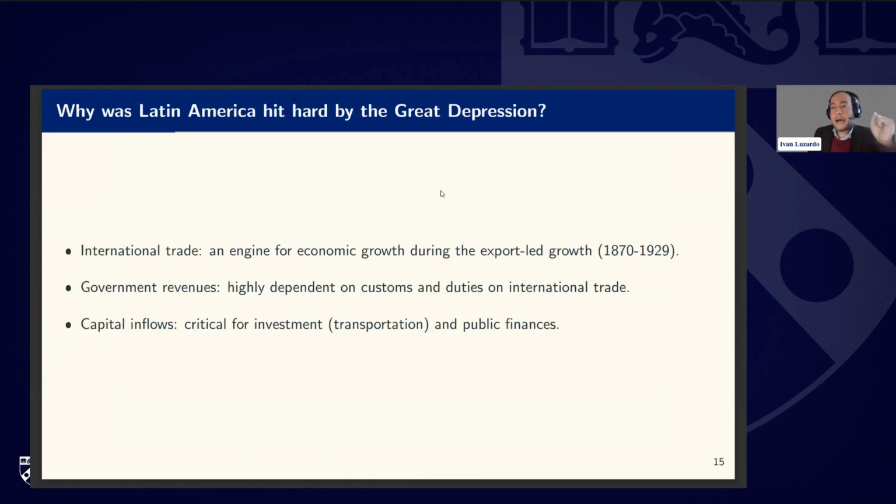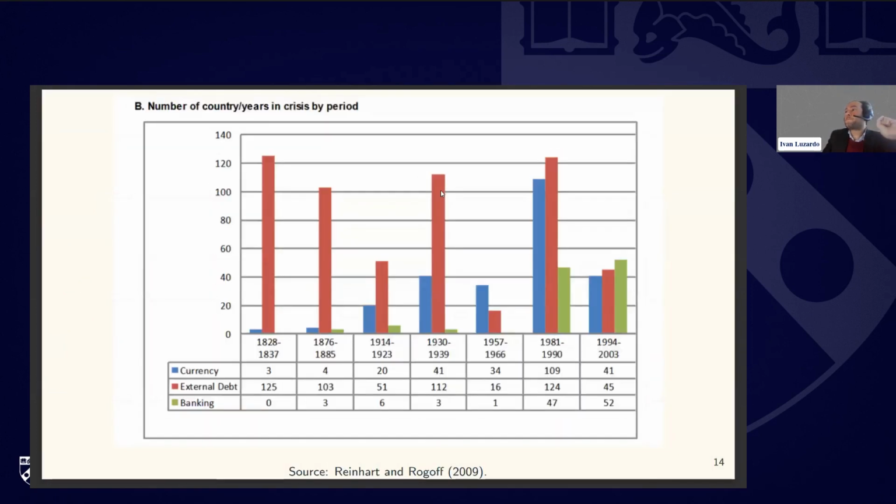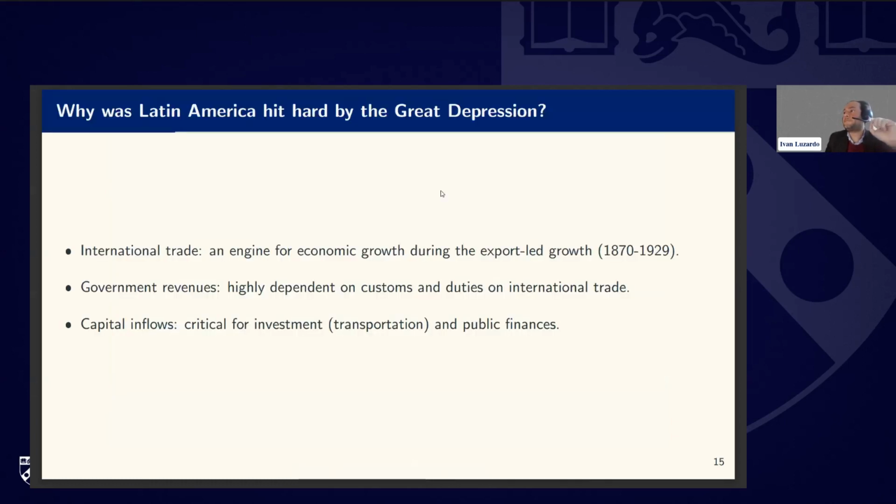So what we have, summarizing the Great Depression in Latin America, is a major external shock, a deterioration in international trade, and also a deterioration in Latin America's financial integration via a major sovereign debt crisis. So the next question that we wanted to answer is, why was Latin America hit hard by the Great Depression?